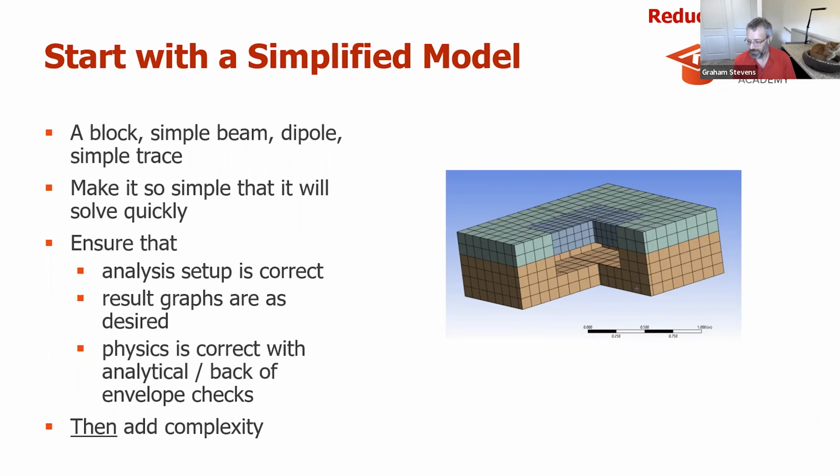If you're looking for antenna gain, you've got the right settings there and types of analysis. And then look at the physics and make sure that you can kind of validate those either analytically or with back of envelope checks. And once your simple model is in place, then add complexity, add your complex geometry or your slightly more complex loading conditions, et cetera.